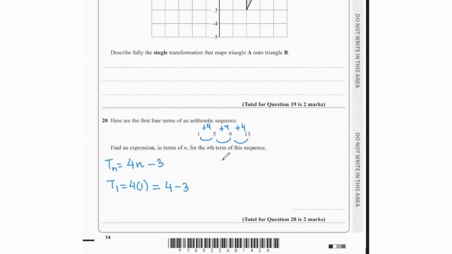So if we use the new nth term, 4n - 3, and let's say we try to find the third term. That's 4 times 3 minus 3, which is 12 minus 3, and that's 9. This is exactly the same as the number in the sequence. Hence the nth term is 4n - 3.